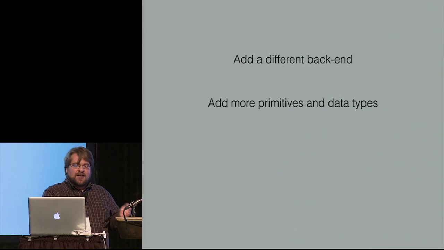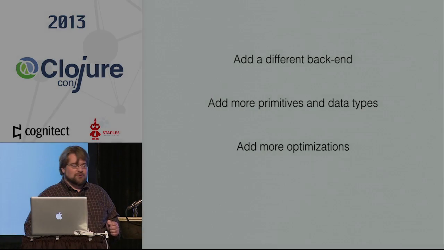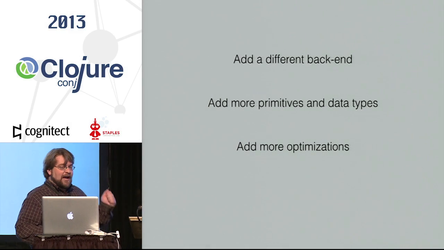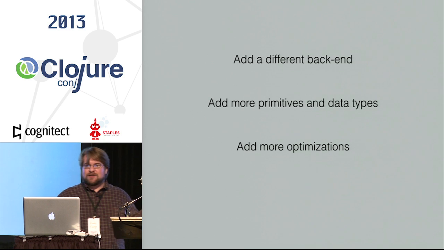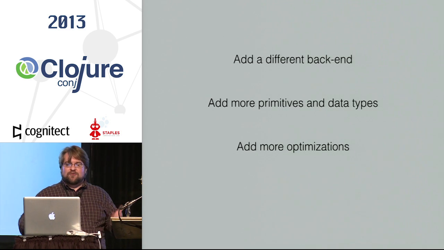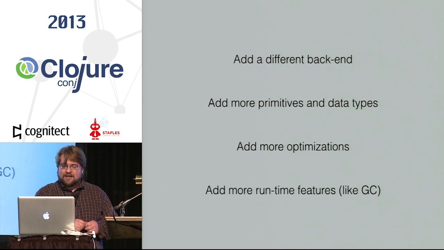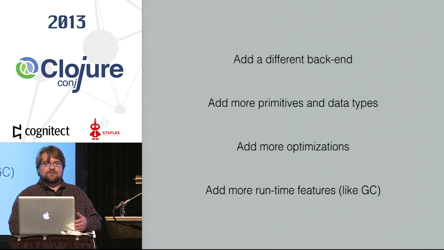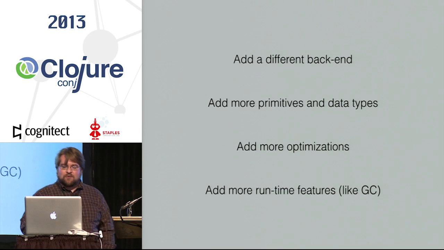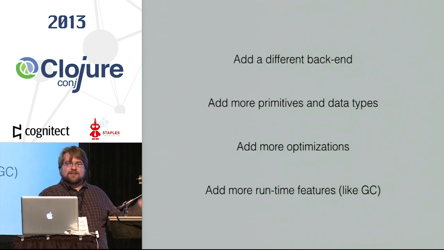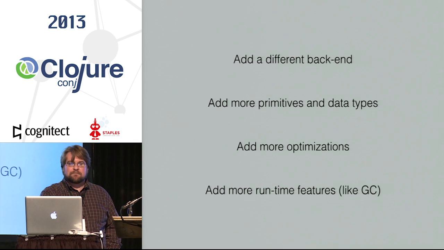Of course, I should probably also use some Clojure. We could also add more optimizations, and of course, this is my favorite thing to do because part of the reason why I love compilers is I love fast, and these are to make things fast. And we could add more runtime factors, like GC, which may or may not work. But we could also add things like foreign function calls and things like that.